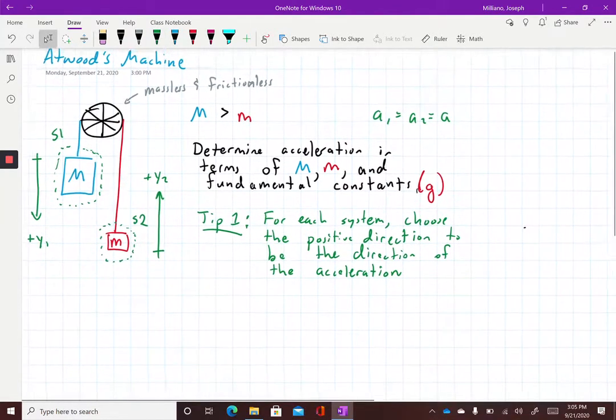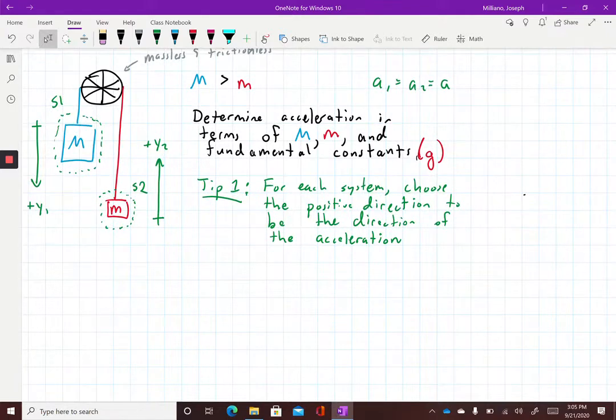I'll give you the overview of what we're going to do. We're going to apply Newton's second law to each of these systems after drawing a free body diagram. And then we'll get a system of two equations which we will use to solve for the acceleration. Let's first look at system 1.